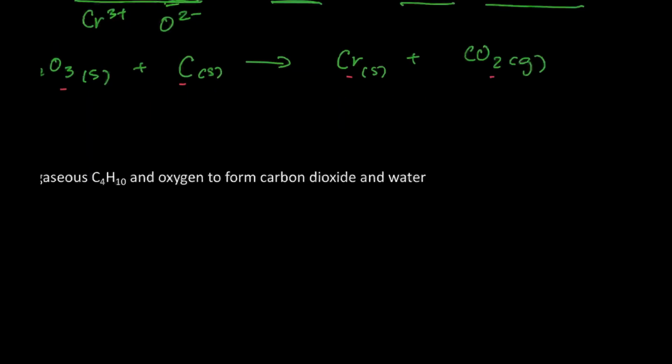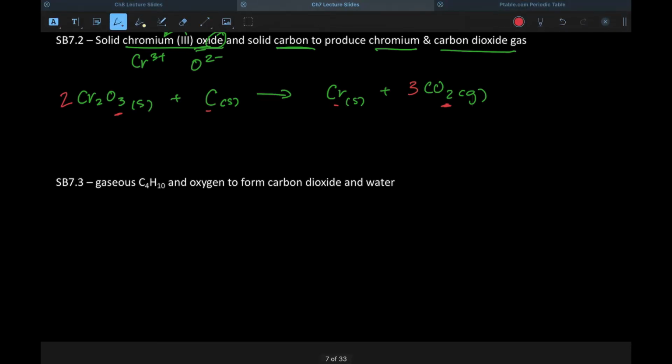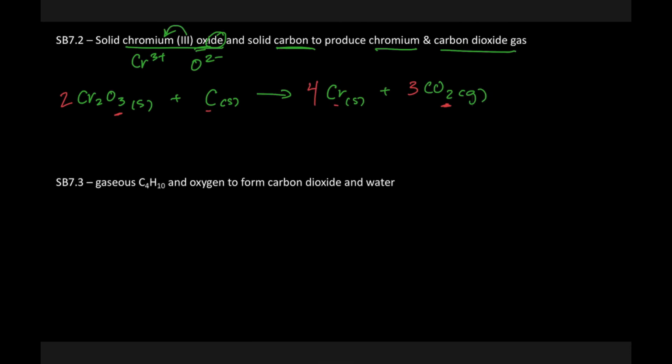We have 3 on one side and 2 on the other side. This is like fractions again: we're looking for the lowest common multiple between 3 and 2, which is 6. If I put a 2 out here and a 3 here, now I have 6 oxygens on each side. This also means I have a total of 4 chromiums, so I'll fix that there. I also have a total of 3 carbons. Let's double check: 2 times 2 is 4 chromiums, 2 times 3 is 6 oxygens, 3 times 2 is 6, and 3 carbons, 3 carbons. Okay, we're done.